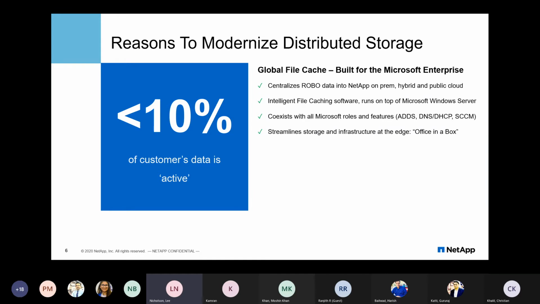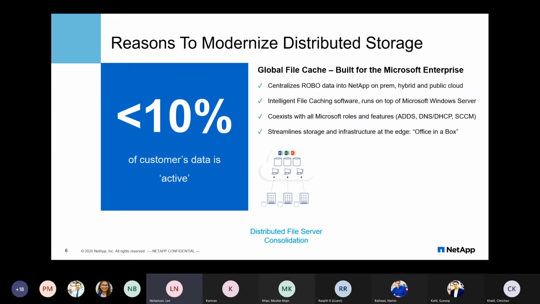But we can also coexist with additional Microsoft roles and features. So we can actually be integrated with DNS or DHCP or SCCM distribution points and all sorts of other things. So you can really come up with this utility server model or office in a box kind of deployments by using GFC. And there are three primary use cases that we typically focus on when it comes to GFC or global file cache.